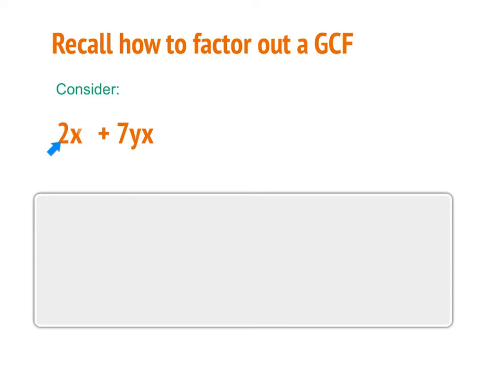So if I look at these 2x and 7yx, the greatest common factor would be an x that's shared by both. So what we always have done is we put the x out front, and then we divide by x, which would result in 2 plus 7y. So it'd be x times a quantity of 2 plus 7y.